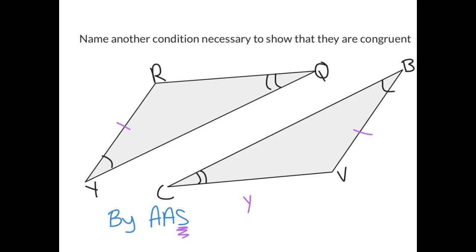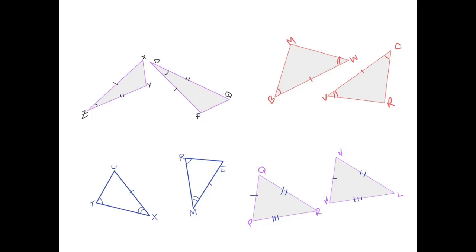So YR needs to be congruent to BV, or the choice would be RQ would need to be congruent to VC. Those would be your two answer choices, because as long as the side is not included in between the two angles, you can use angle, angle, side. Make sure that you're using the corresponding sides, however.